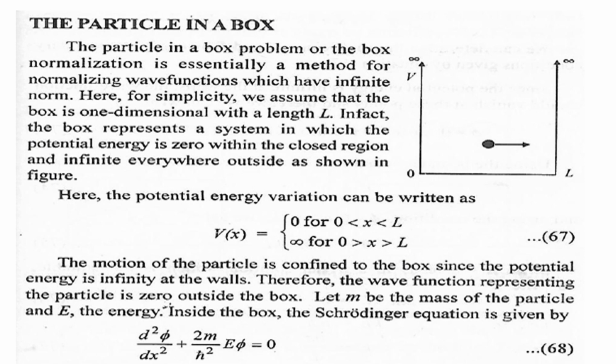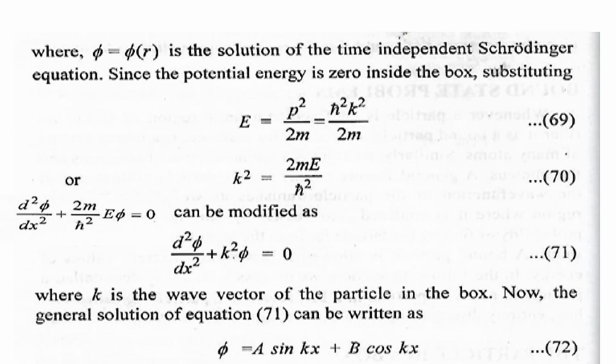d square phi by dx square plus 2m by h cut square E phi equal to 0. This is the time independent Schrodinger equation, where phi is a function of coordinate only, or we can say that it is the solution of the time independent Schrodinger equation that we wrote. The solution for that is phi, the time independent wave function.